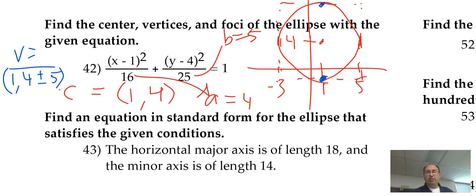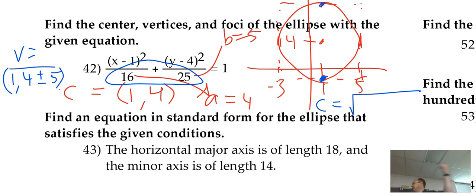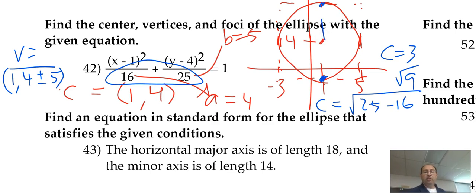And then foci, I need my c value. C in this case is going to be the square root of... well, what do you think we should do? Inside, right? We want to be inside the box. Which does the inside, subtraction or addition? Subtraction, right? So 25 minus 16. That's the square root of 9, so my c value is 3. That means I'm only going up 3 units and down 3 units. So 1, comma, 4 plus and minus 3.